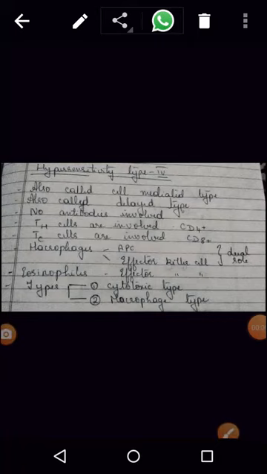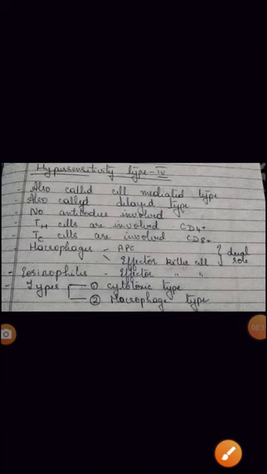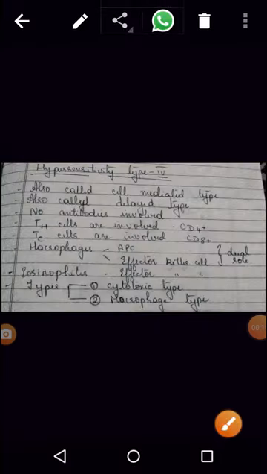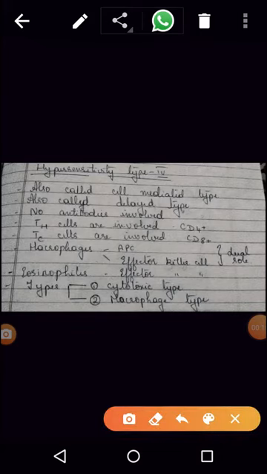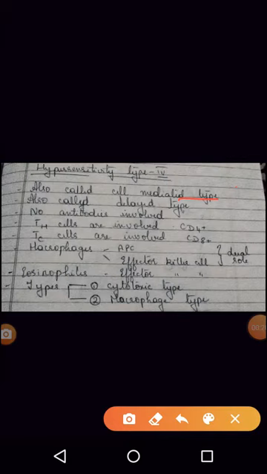Hello everybody. Today we will be studying the fourth type of hypersensitivity, that is the type 4 hypersensitivity. Now this is also called the cell mediated type of hypersensitivity, because here you can find that there are no antibodies involved in the entire process. Only your immunological cells are involved in the reactions. So that's why it's called cell mediated.